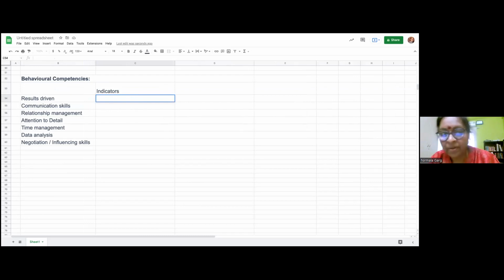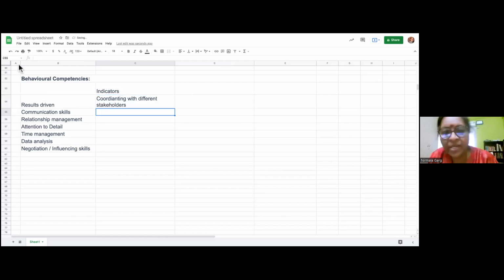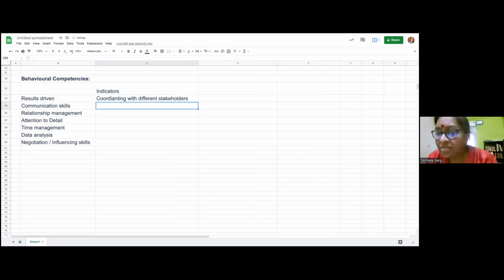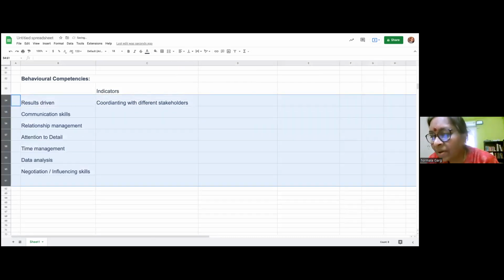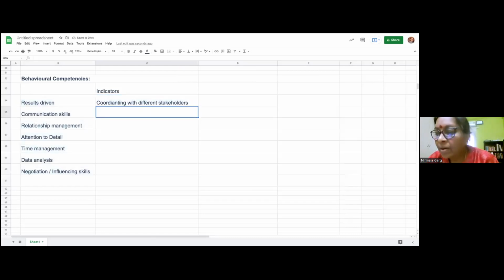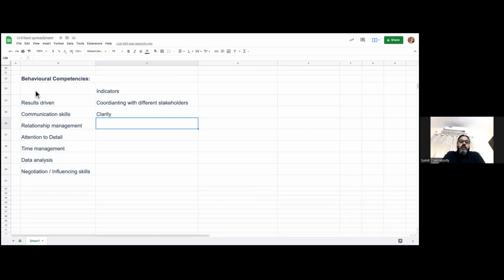Can you see communicating? Through emails or through personal talk, and he's coordinating. So this is some behavior which you can see, right? So one indicator we'll write. Okay, communication skills. What kind of behavior is that? Communicating both verbally and, you can say, non-verbally. Not clarity. Can you see clarity? You can't see clarity. You have to show effective behavior there.